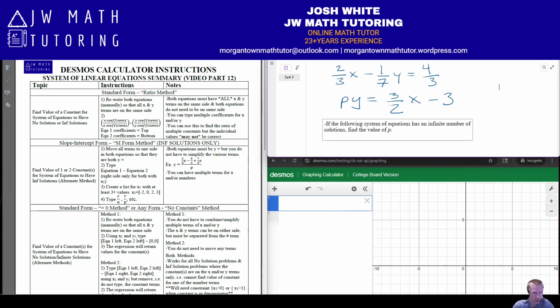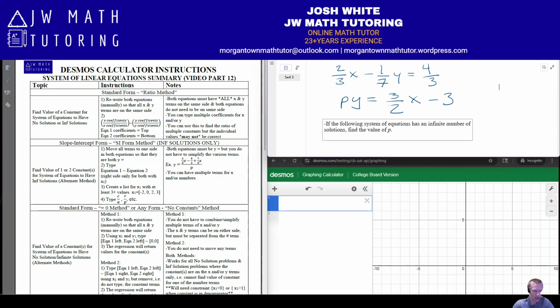All right, so the first method that I have listed here, I call it the ratio method. And typically, when you're going to use this, you will need the equations to be in standard form. Now, one caveat just to get out of the way. When I say standard form, what I mean is all the x and y terms on the same side and any number or quote constant terms on the other side.